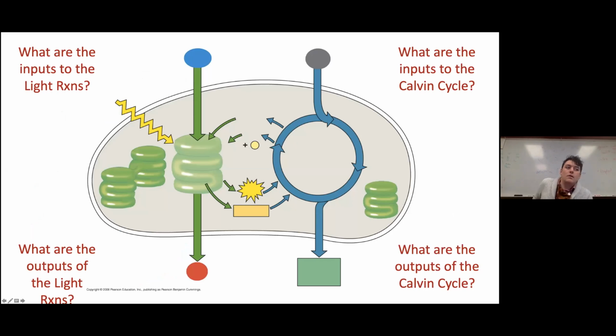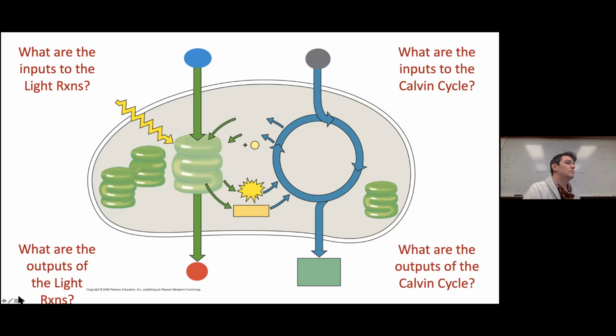So when you're going over your notes and quizzing yourself, these are the kinds of questions we want you to be able to do. You should be able to label the parts of this diagram. You should be able to ask yourself, what are the inputs to the light reactions, just like we did with Kahoot. You should be able to ask yourself, what are the inputs to the Calvin cycle or the carbon fixation reactions, and what are the outputs?